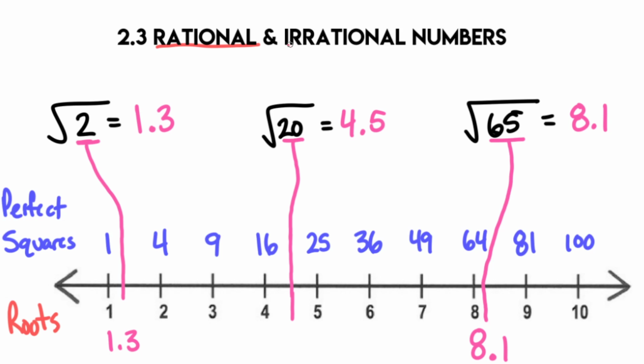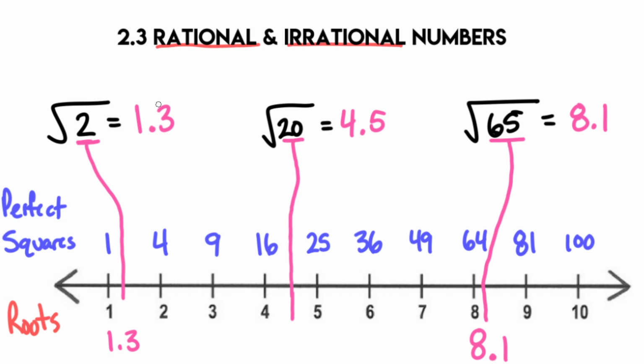Rational and irrational numbers are basically two different types of numbers that we've already been working with, or started working with, but now we're actually going to define what they are so we know how to work with them in the future. Last week we were looking at estimating the square root of non-perfect squares. For example, our very first one was the square root of 2. We estimated about 1.3.